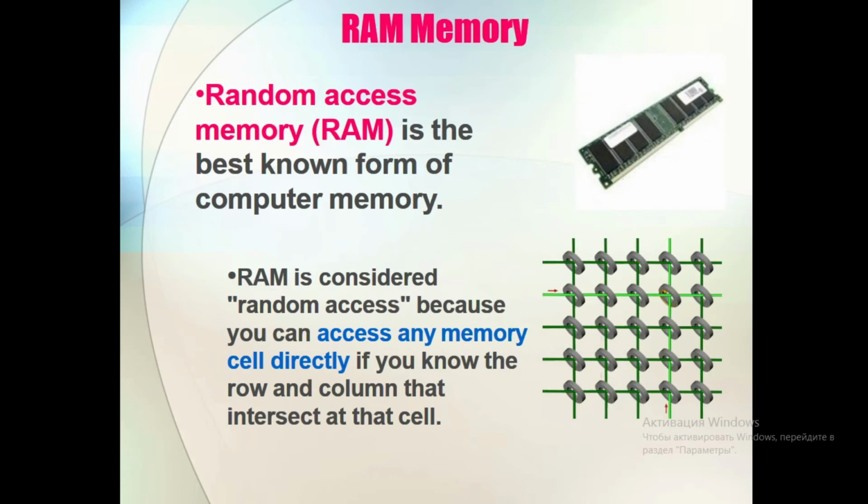RAM memory, random access memory, is the best known form of computer memory. RAM is considered random access because you can access any memory cell directly if you know the row and column that intersect at that cell.